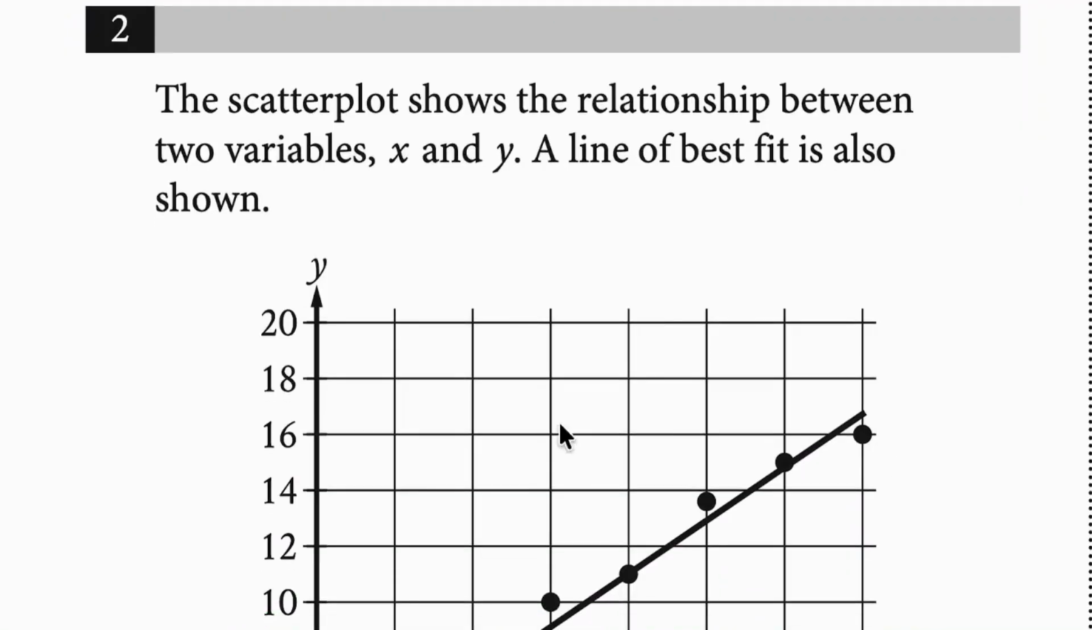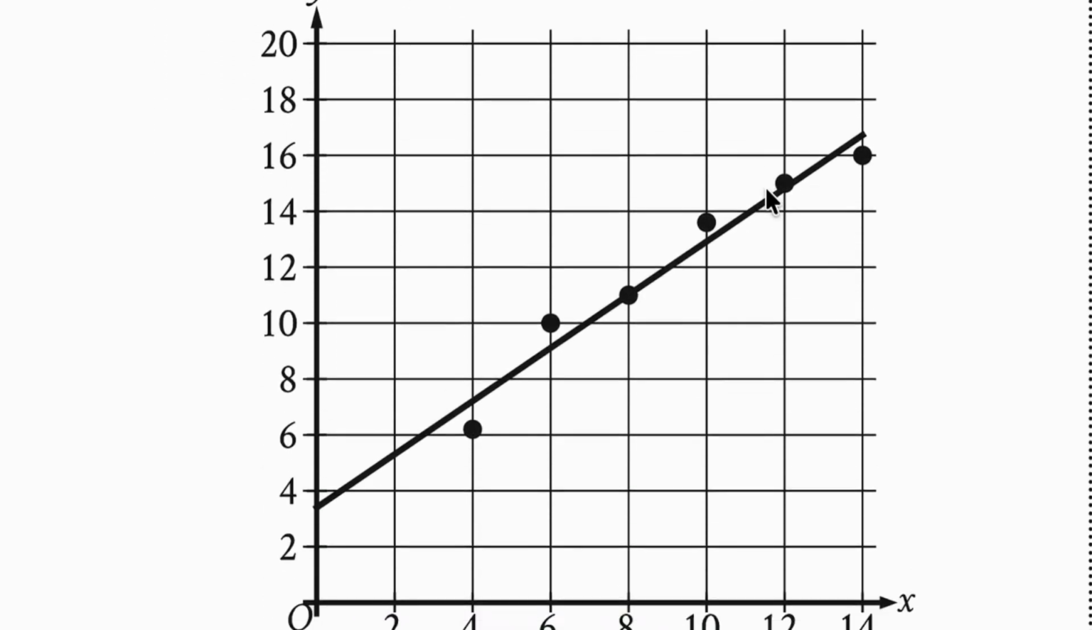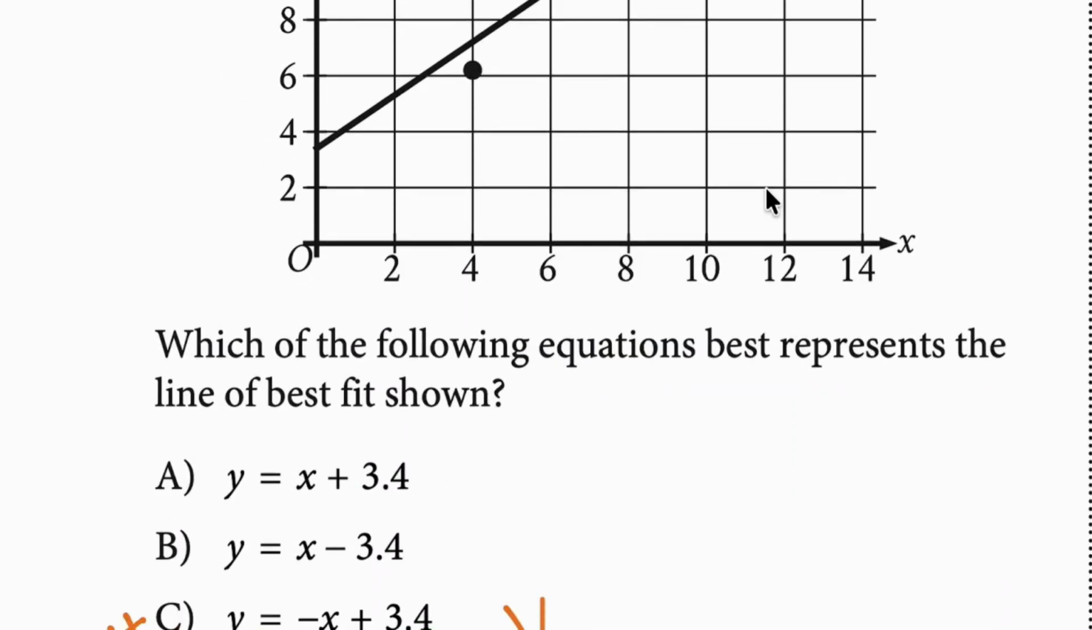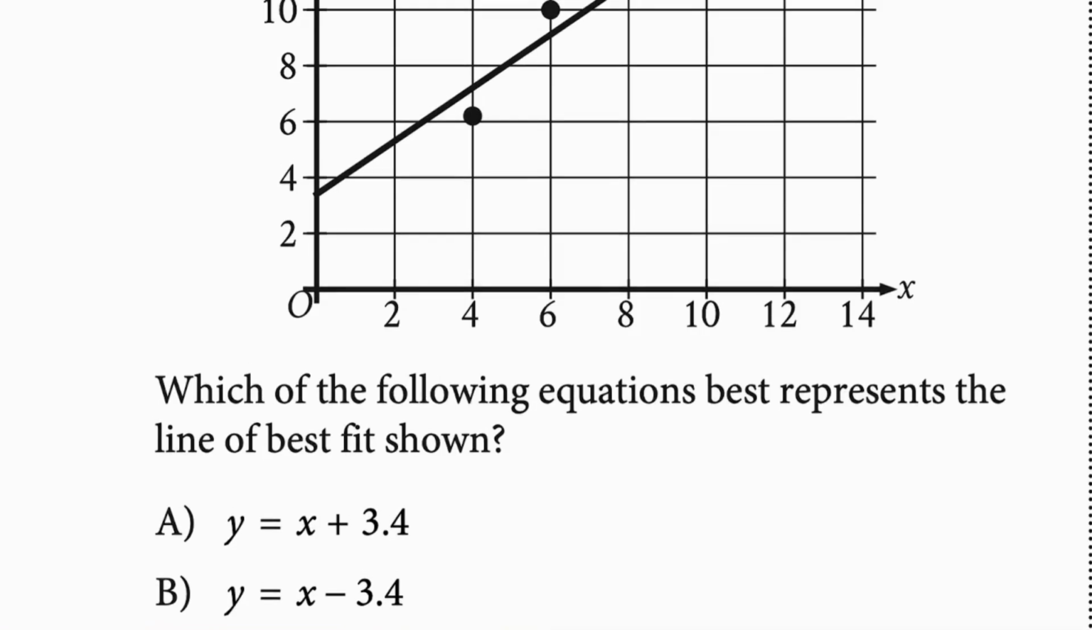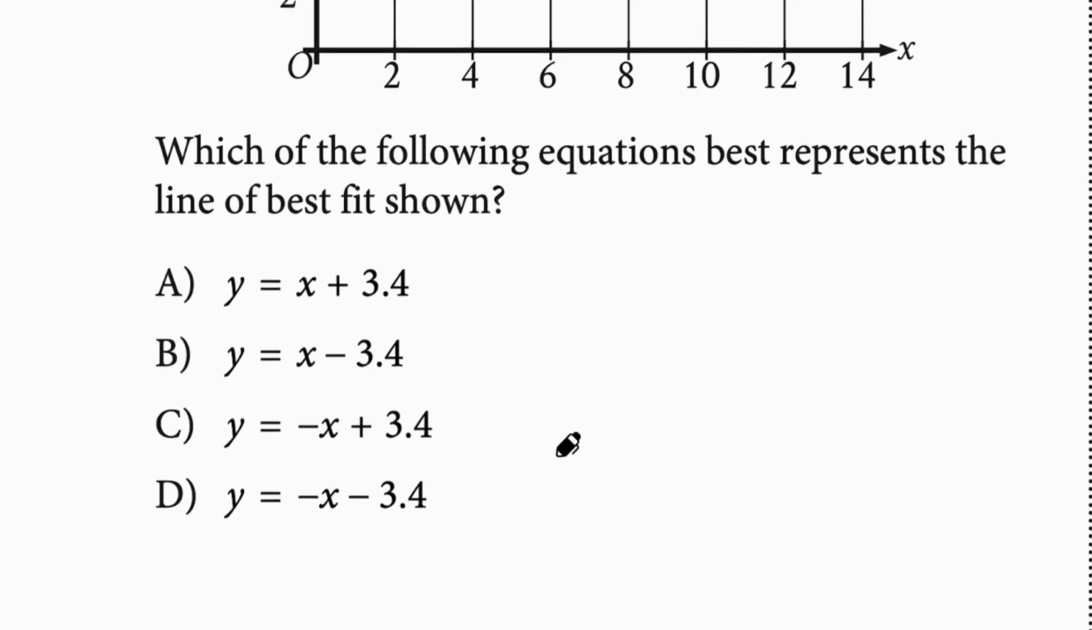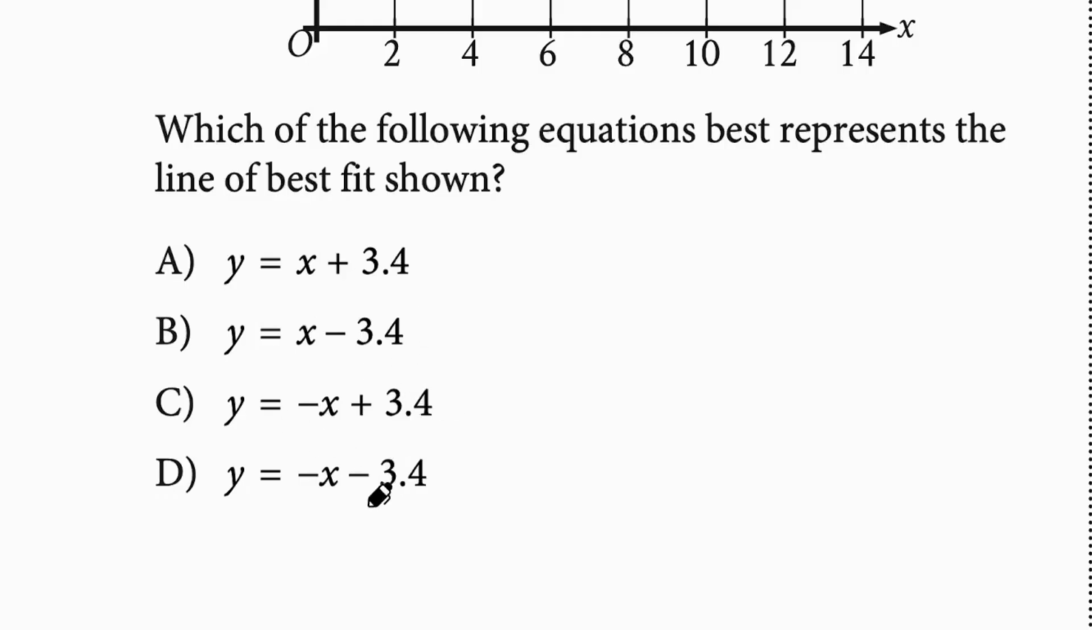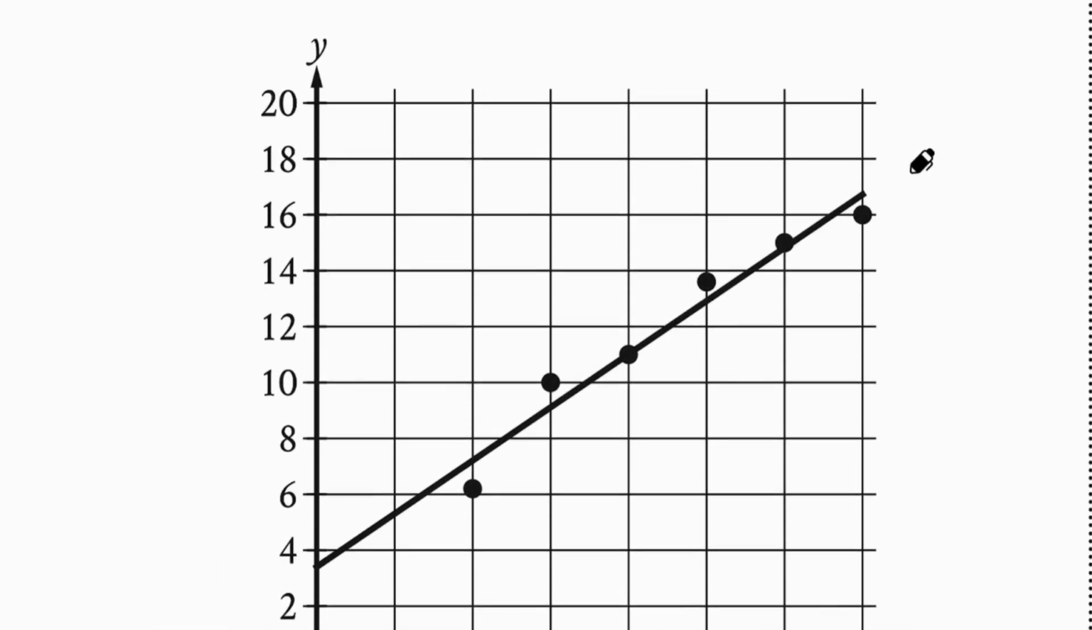Question number 2. Sorry. The scatter plot shows the relationship between two variables x and y. A line of best fit is also shown. Okay, perfect. Which of the following equations best represents the line of best fit? See, whenever we are dealing with MCQs, always see the options first, what they are asking. Now, if the equation is asked, and if you go by the normal method, you are going to use y is equal to mx plus b, and then find the y-intercept, and then find the slope and everything. That is the regular method.